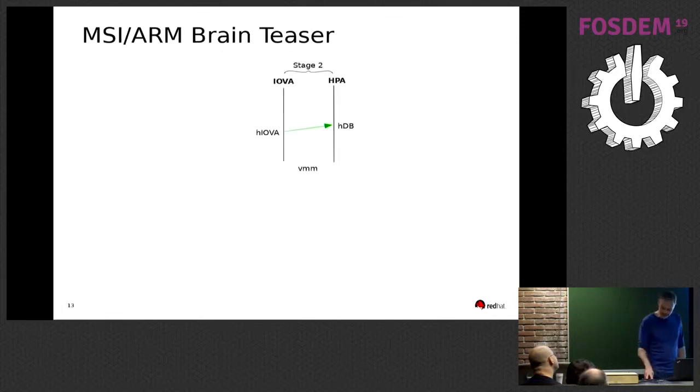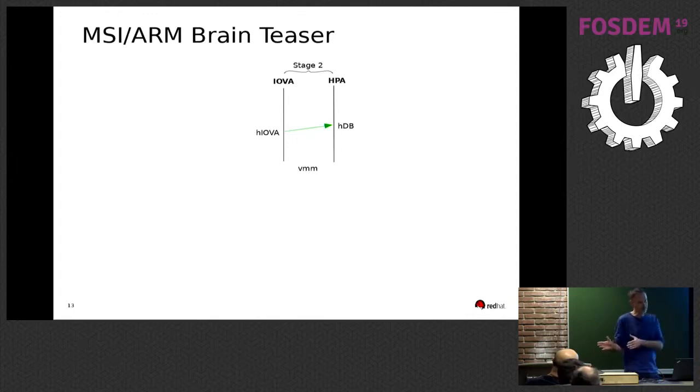So the problem is that on most of the platforms, the MSIs are translated by the system MMU. It's not like on x86, where MSIs use some special address belonging to a special window, the IO APIC window. They are translated through the system MMU. And the trouble is that historically, VFIO only mapped the guest physical address onto host physical address for RAM, but it didn't especially handle MSI doorbells.